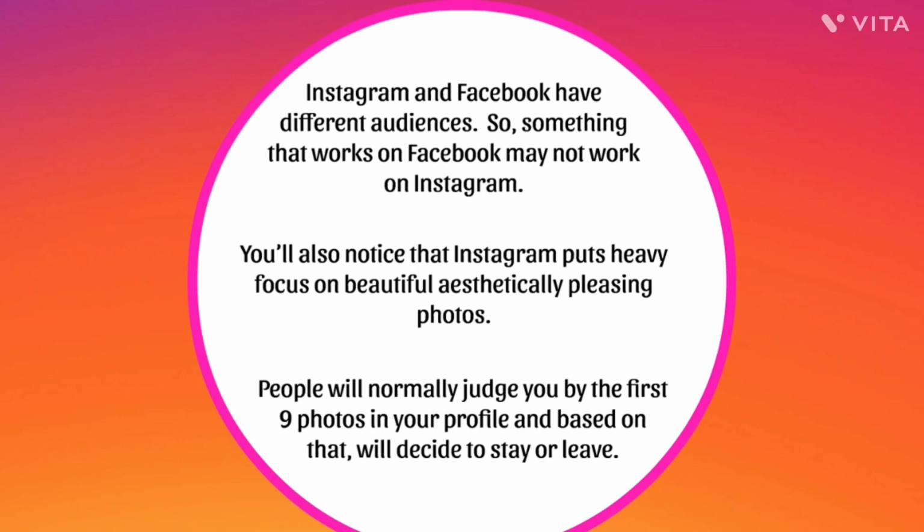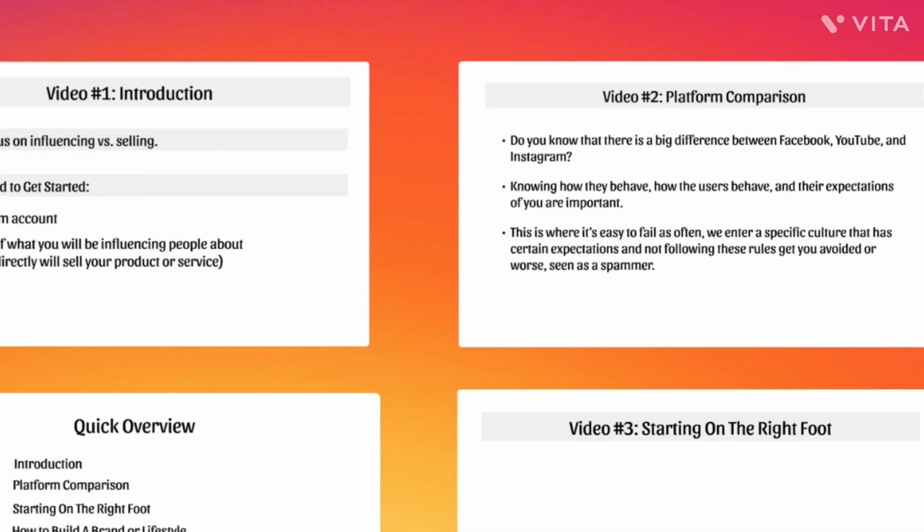On your Instagram profile, when people go to the profile, they're going to see a few images. And people will normally judge you based on the first 9 photos in your profile. Based on that, they will decide to stay or they will decide to leave. So you've got to make sure that you choose your best 9 photos up front. So when somebody comes to your Instagram profile, they see the best of the best, right?